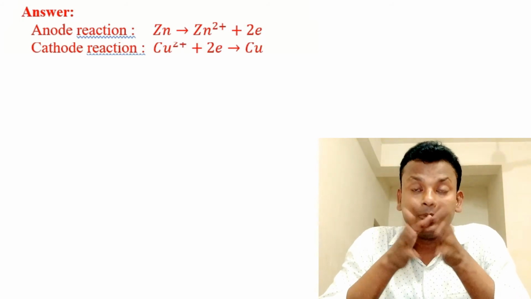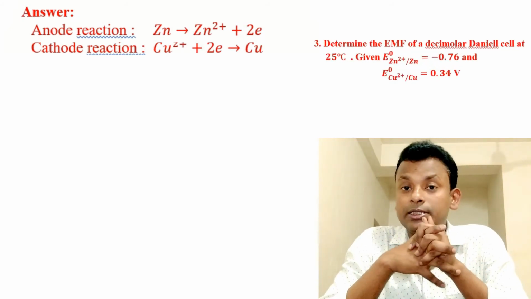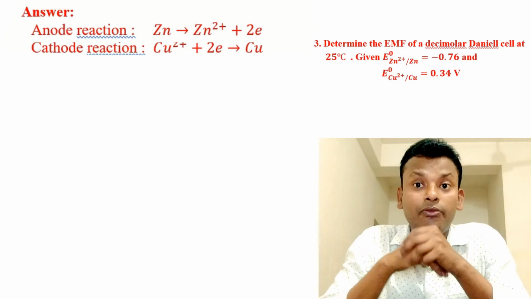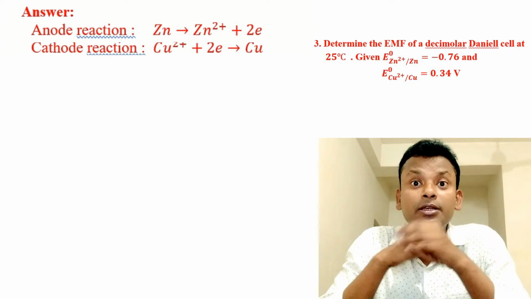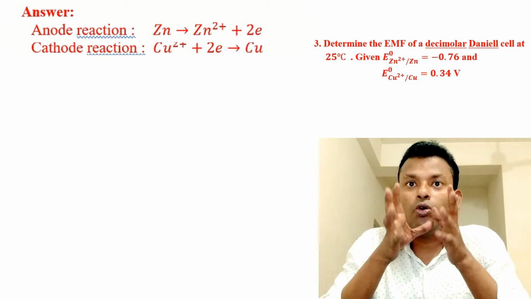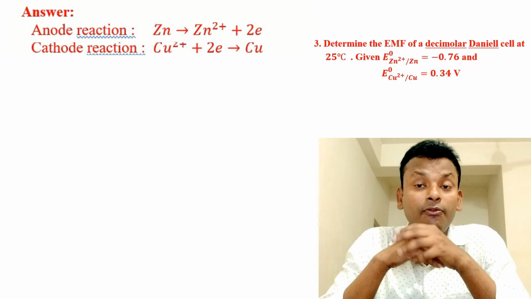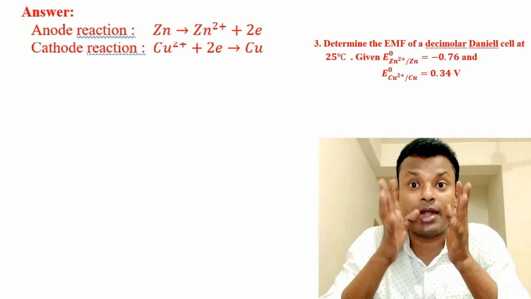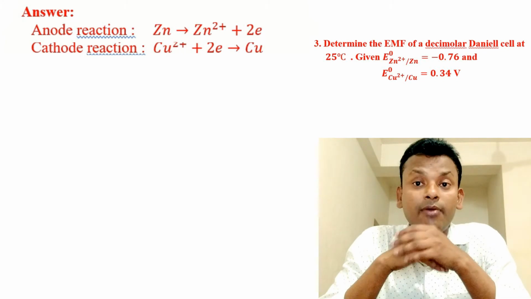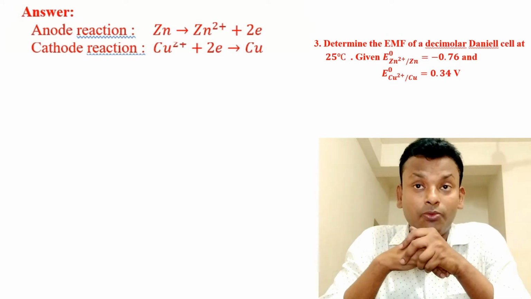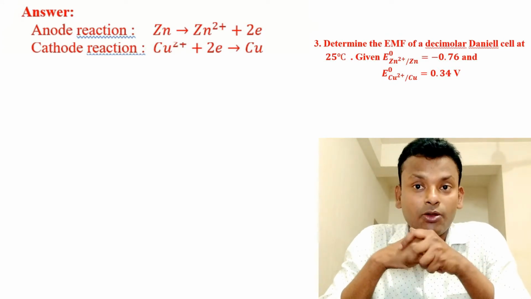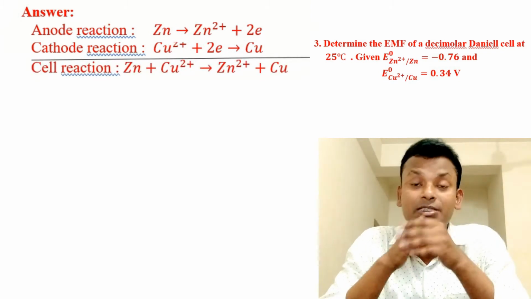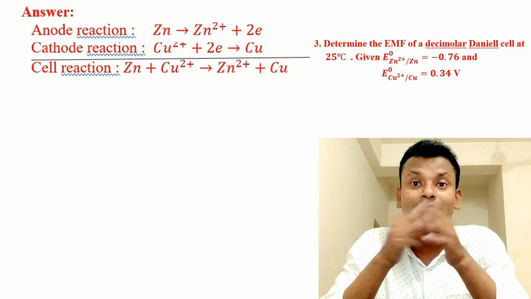We know that higher value of reduction potential is reduction and lower value of the reduction potential is oxidation reaction. So here Zn has minus 0.76 volt, that is the lower value, so oxidation occurs at anode, and copper has plus 0.34 volt, so higher value, reduction occurs at cathode. So overall cell reaction equals Zn plus Cu2 positive gives Zn2 positive plus Cu.